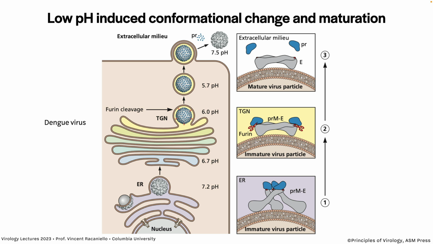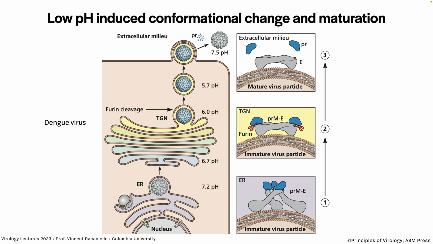And then they're transported through the vesicular transport pathway through the trans-Golgi network where the pH drops. So the pH goes from 7 to 6.7 to 6 and to 5.7. And then these viruses are released by the vesicular transport pathway. This is actually an enveloped virus, but the surface is covered with glycoproteins, so you can't really see the envelope there. And of course, the extracellular milieu is more neutral.